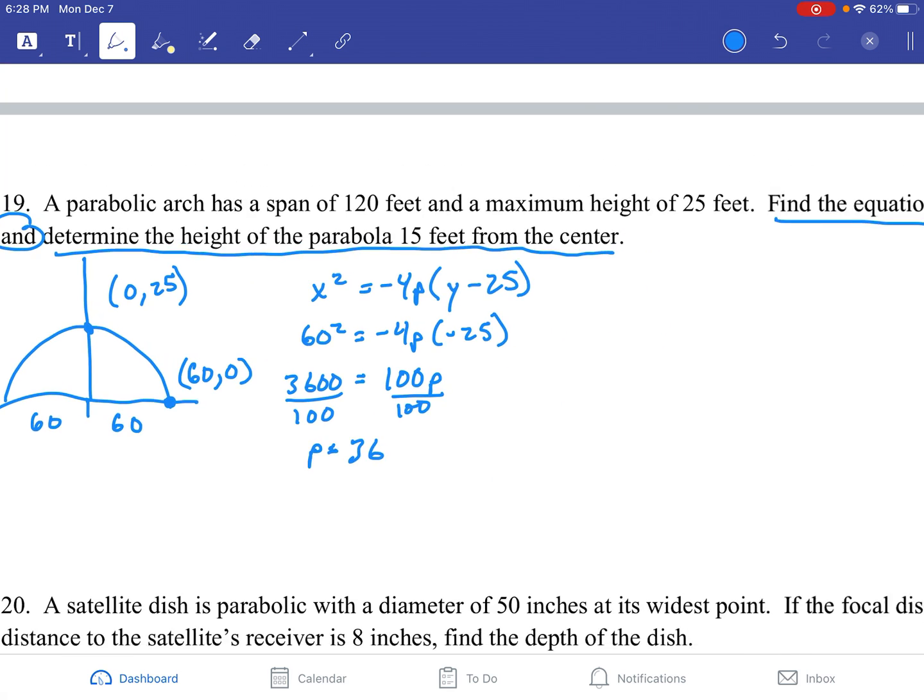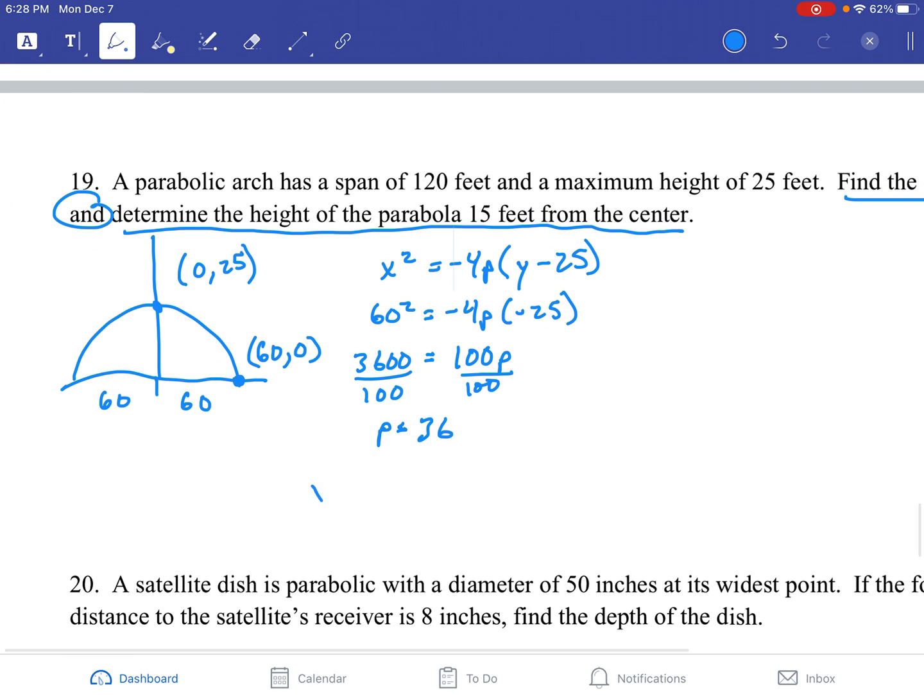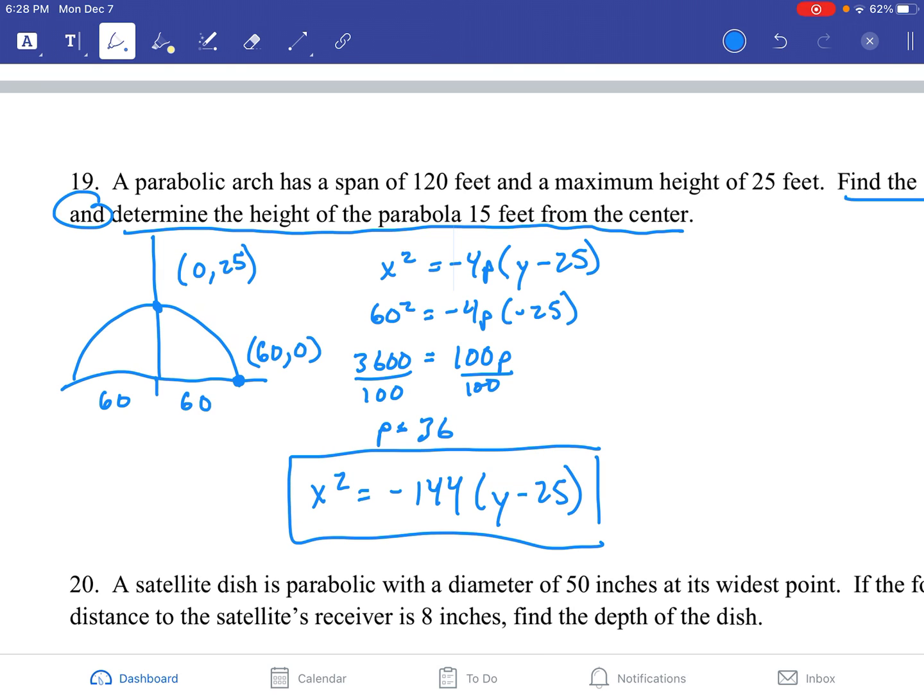Okay, so now we can write our equation for this. So our equation is x squared equals negative 4 times 36, which is 144, times y minus 25. This is the equation that we're going to have. All right, so that's the first answer. So this is answer number 1.